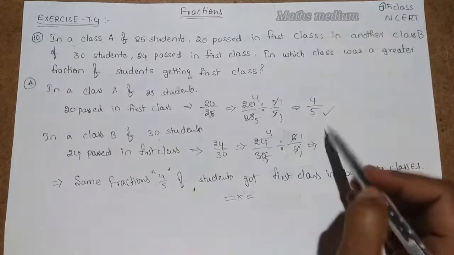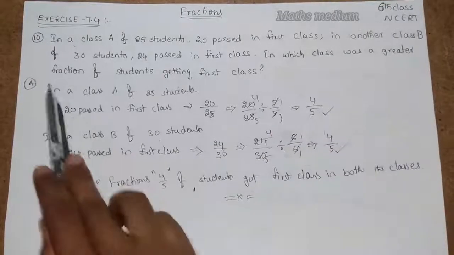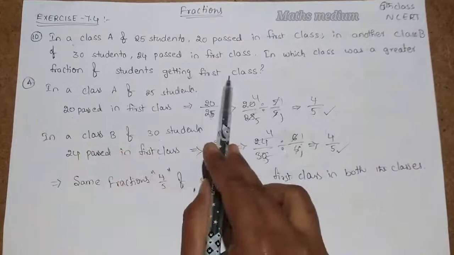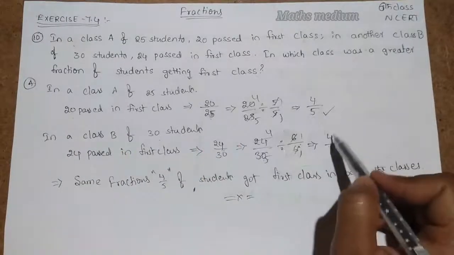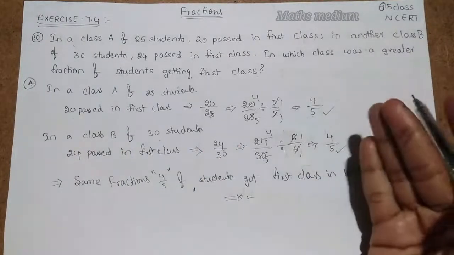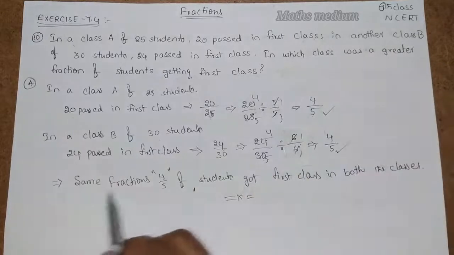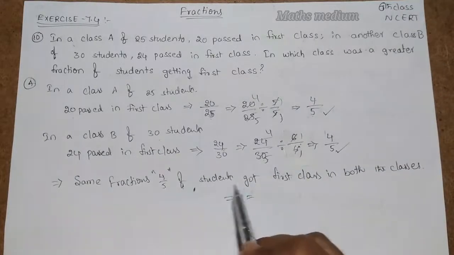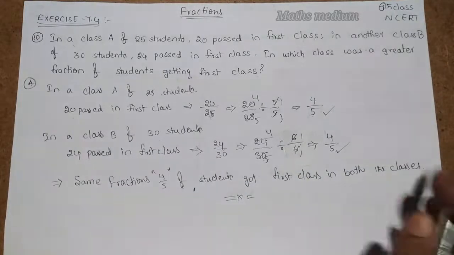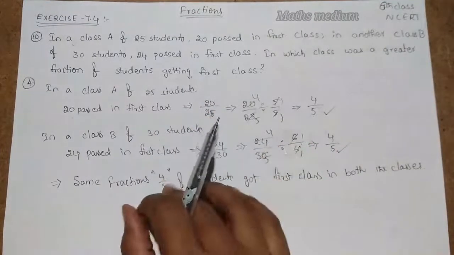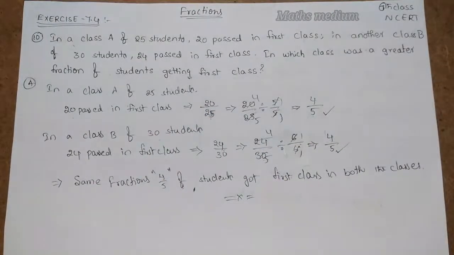So by comparing these two, in which class was a greater fraction of students getting first class? Here by comparison these two are equal, right? So 4 by 5 and this is also 4 by 5. So the same fraction, 4 by 5, of students got first class in both classes. So class A and class B have their first class students equally. So this is the conclusion about this question. I hope you understand this session.